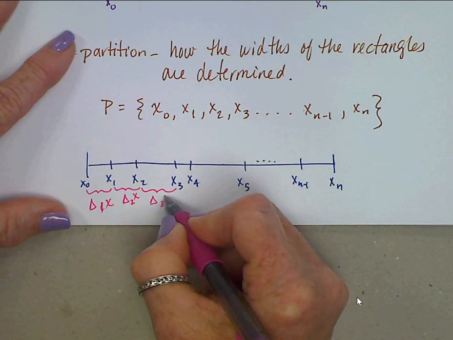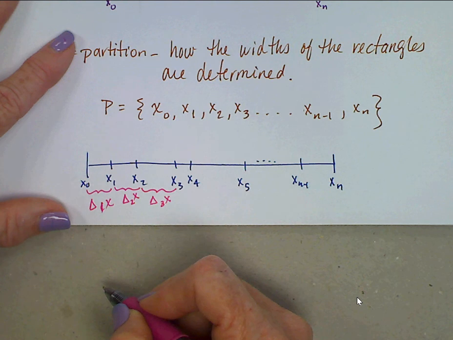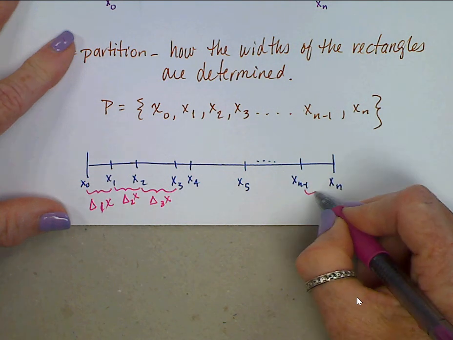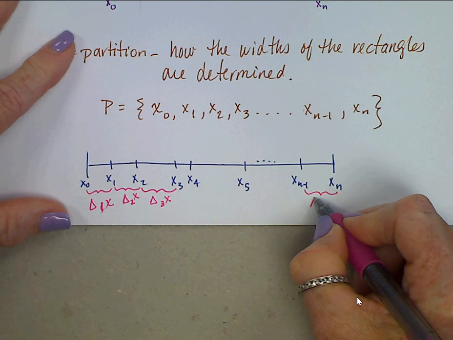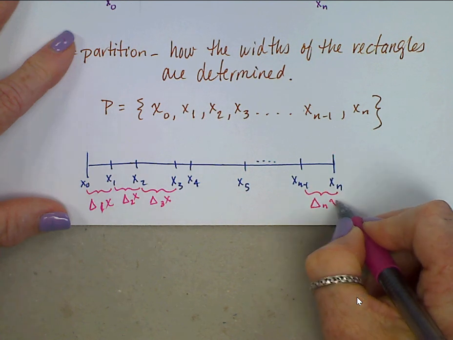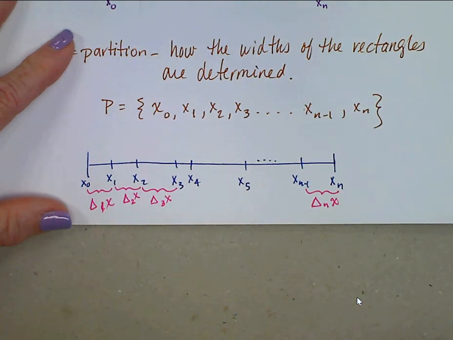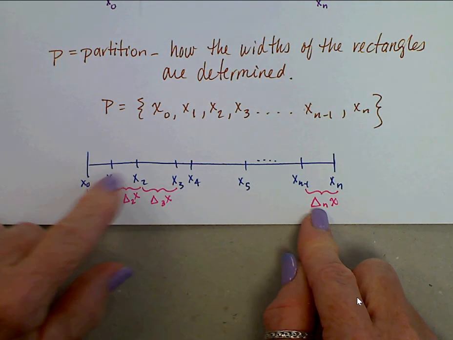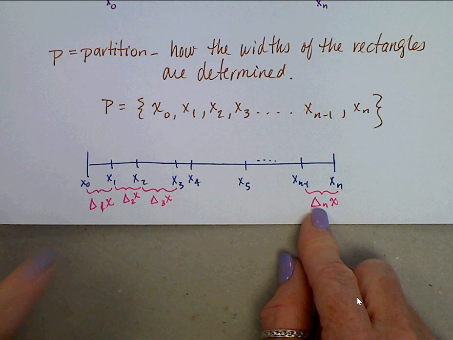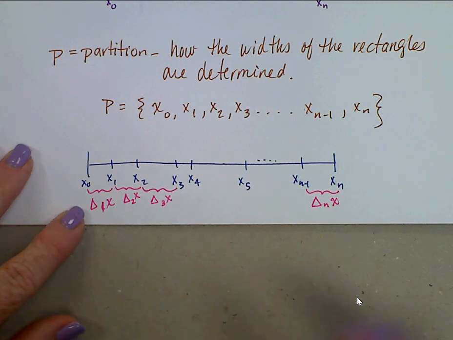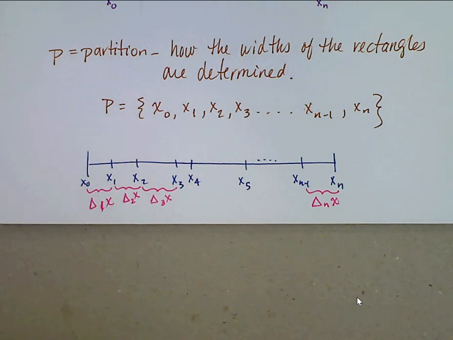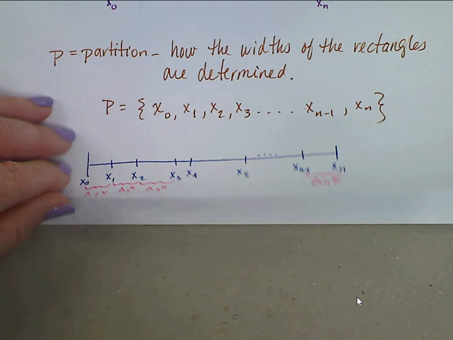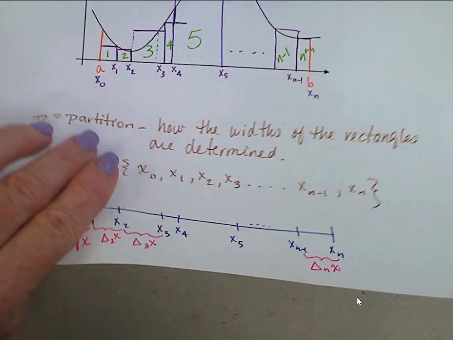This is delta sub 3 of x, etc. And this last one down here is delta sub n of x. And again, we have to do that because these rectangles are not equal width. So we have to identify their changes or their widths differently. We will continue on the next page.